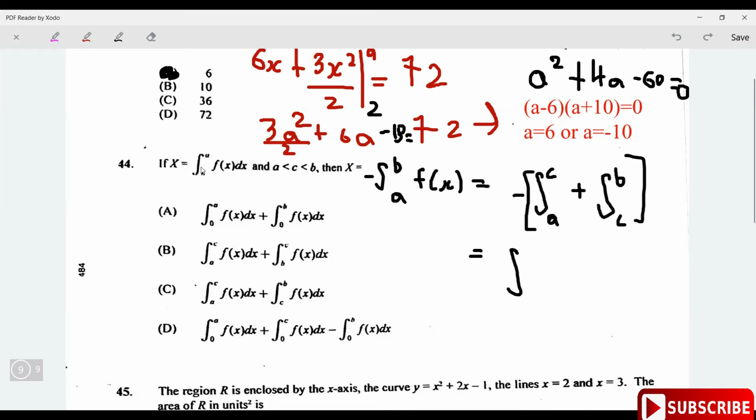I'm not seeing this clear. This has to be a, and this has to be b. All right, that's what it has to be. The only way it would add up, or the only way it would make sense, is if that's a to b. Then there'd be no minus, and so then you just get a to c plus c to b, which is option C.